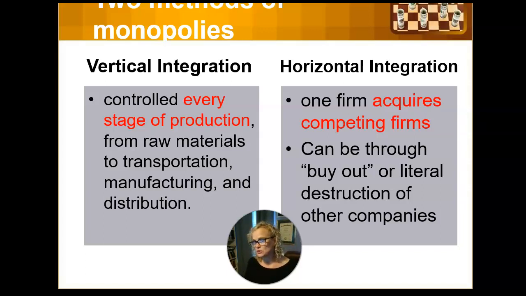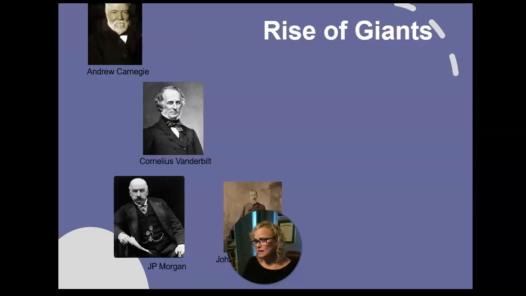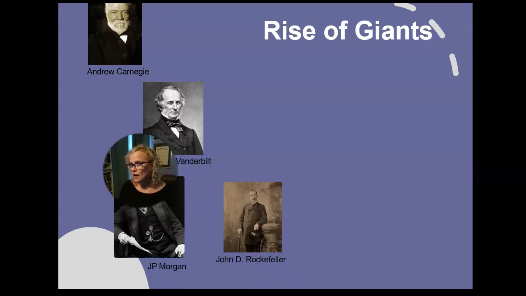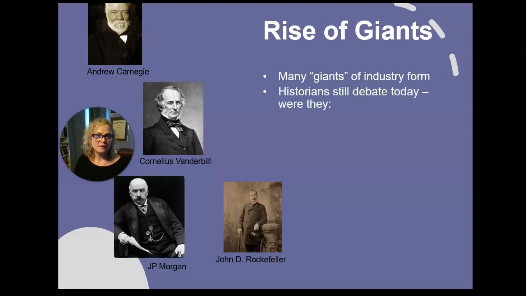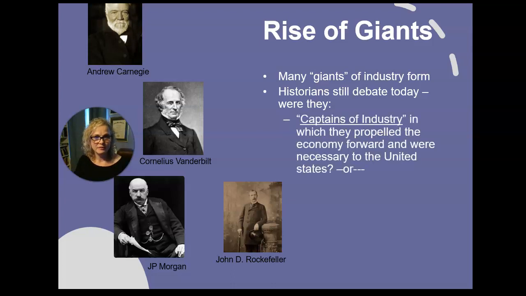So these are the two ways that they do this. Here are some examples of some of the bigger giants that we'll talk about, and they are the source of some of your primary sources this week as well. Historians look at these people: Andrew Carnegie, Vanderbilt, Morgan, and Rockefeller, just to name a few.